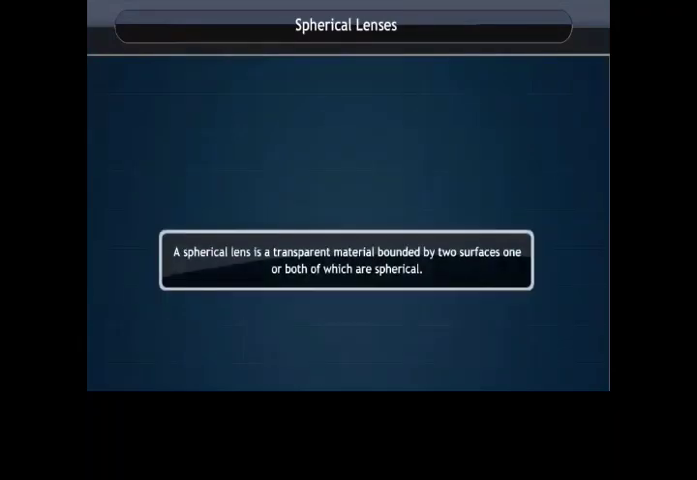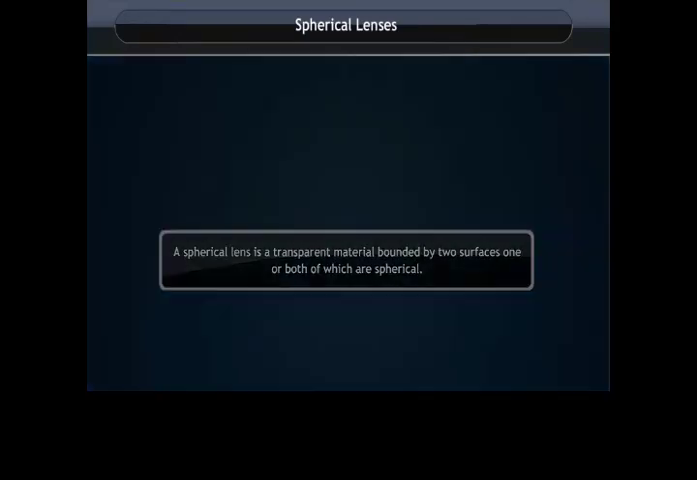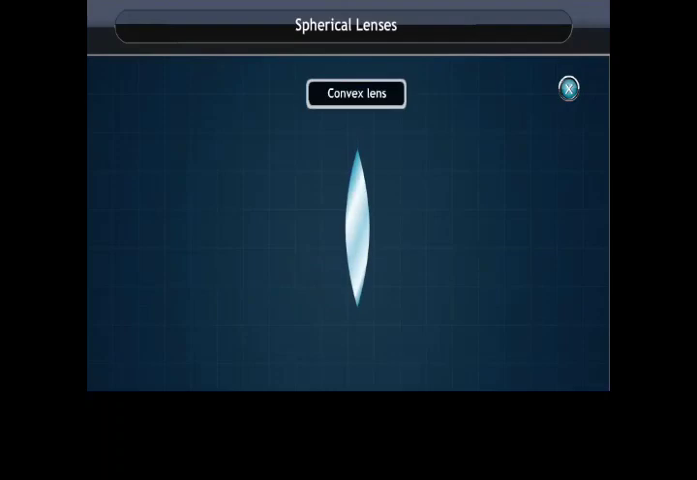Spherical lenses. A spherical lens is a transparent material bounded by two surfaces, one or both of which are spherical. Spherical lenses are of two types. They are convex and concave lenses. A convex lens is thicker in the middle and thinner at the edges.